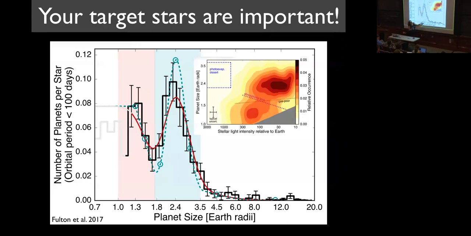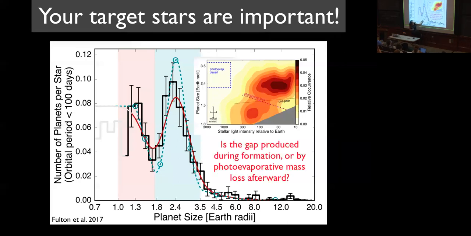If you look at this distribution in terms of the flux that is incident on the planet, then you see that this valley also extends in period. So the question is, is the gap produced during formation or by photoevaporative mass loss afterwards? These two possible explanations for this gap have different period dependencies. Multiple people have looked at what the period dependence is of this gap, and it's looking like it might be photoevaporative mass loss. So that is exciting for our physical understanding of this population based on this data.